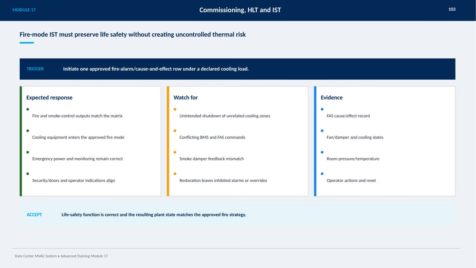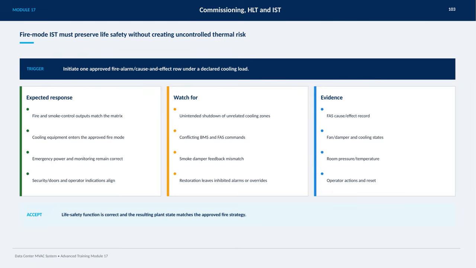Additionally, security features like doors and operator indications need to remain synchronized with the fire alarm system to avoid confusion or delays. It's crucial to watch out for any unintended consequences, such as shutdowns in unrelated cooling zones, conflicting commands between the building management system and fire alarm system, or smoke damper feedback mismatches. Restoration processes should also be carefully managed to prevent inhibited alarms or lingering overrides.